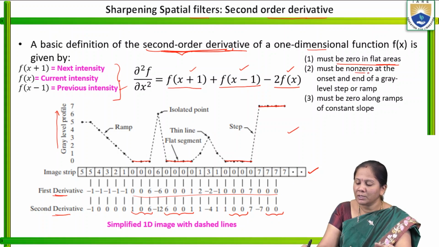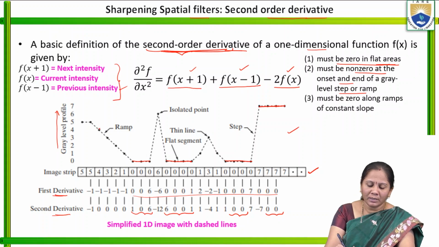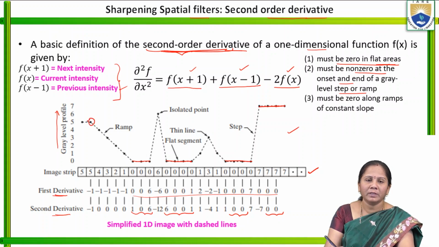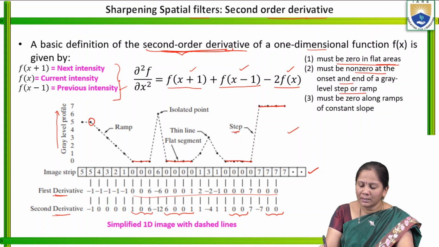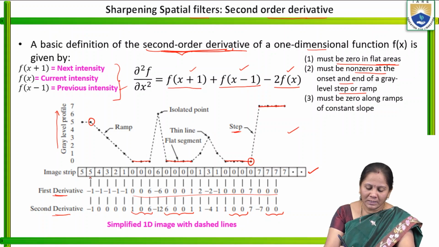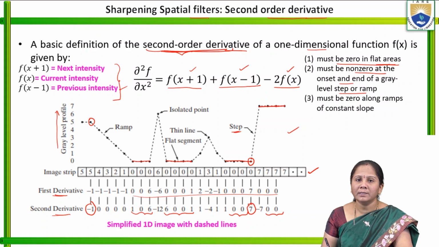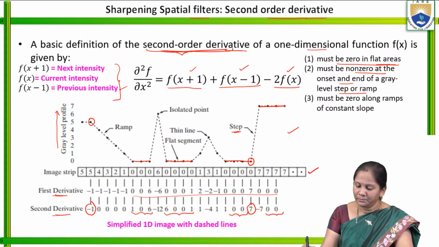And the next one is that it must be non-zero at the onset. Onset means the beginning point for the step or ramp. So here this is the ramp, this is the onset for the ramp, and here this is the step and this is the onset for the step. These two values will be non-zero. If we consider this second order derivative, this is a non-zero value. And here, after applying the second order derivative, this is also a non-zero value.